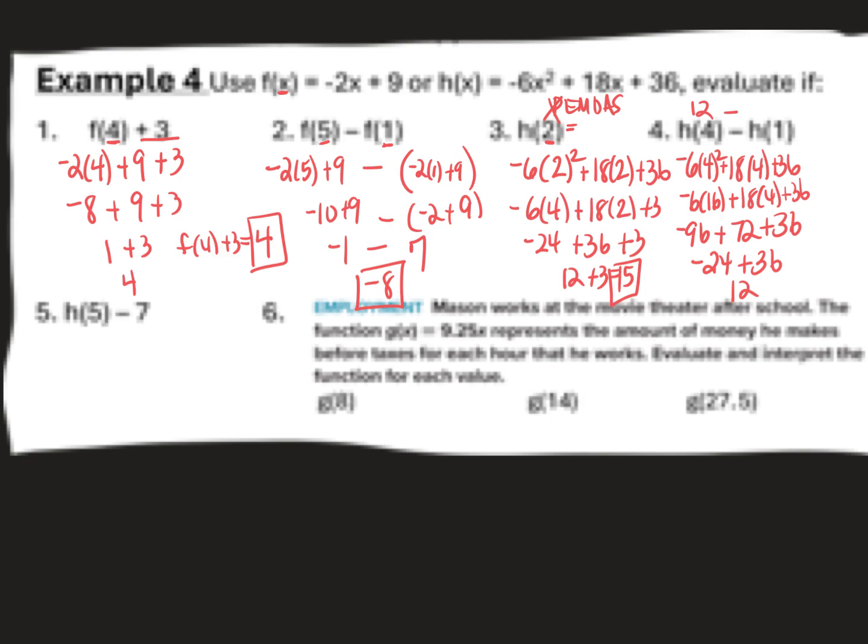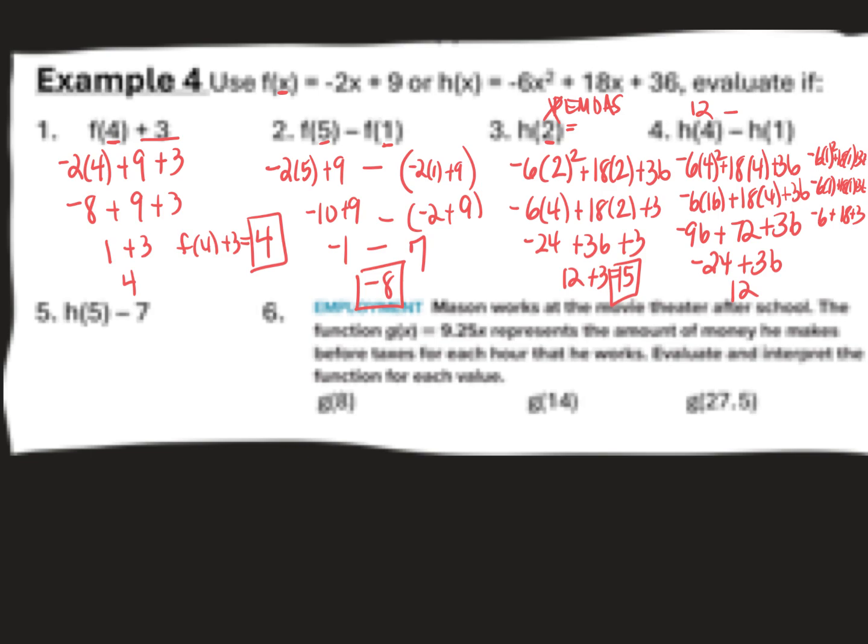Minus h of 1. So I'm going to try to squeeze that here. Negative 6 times 1 squared plus 18 times 1 plus 36. So negative 6, 1 squared is 1. So negative 6 times 1 plus 18 times 1 plus 36. And I'm going to multiply. Negative 6 times 1 is negative 6. 18 times 1 is 18 plus 36.